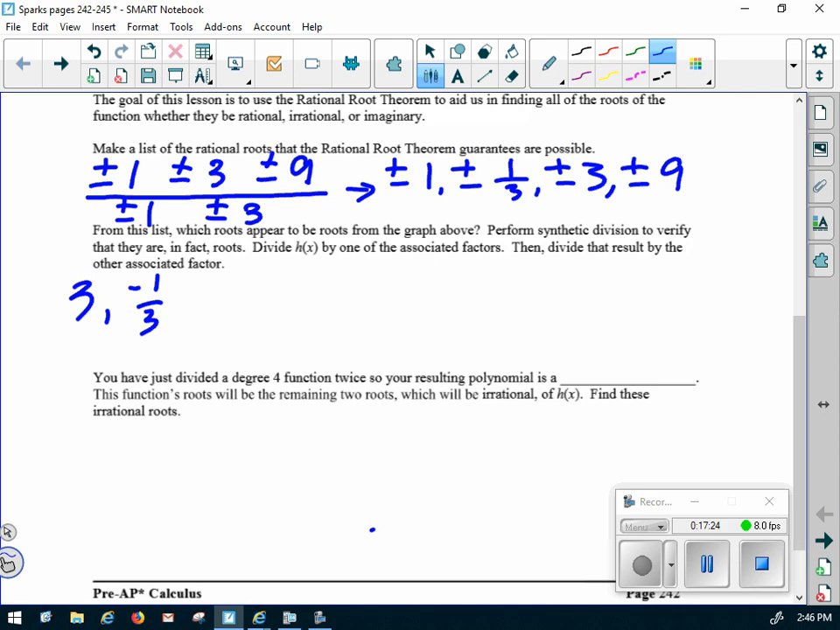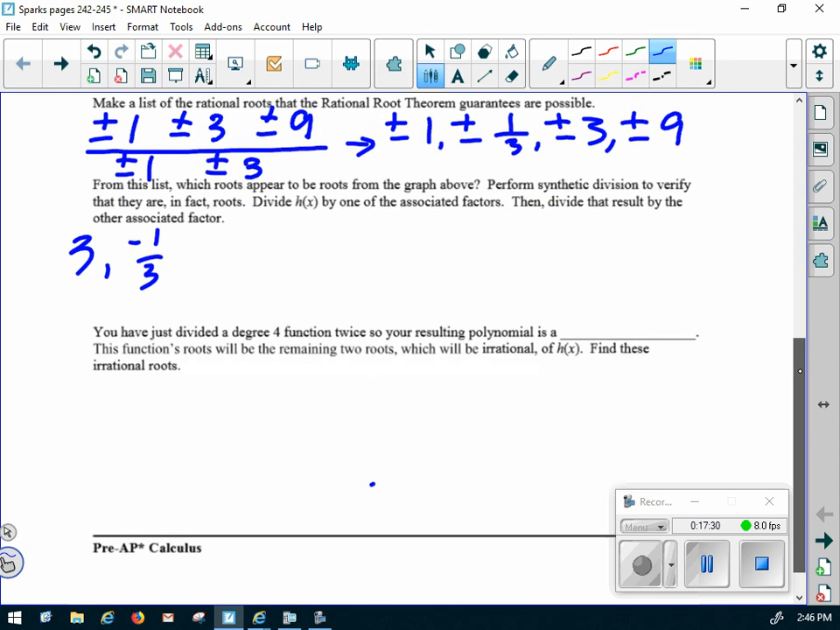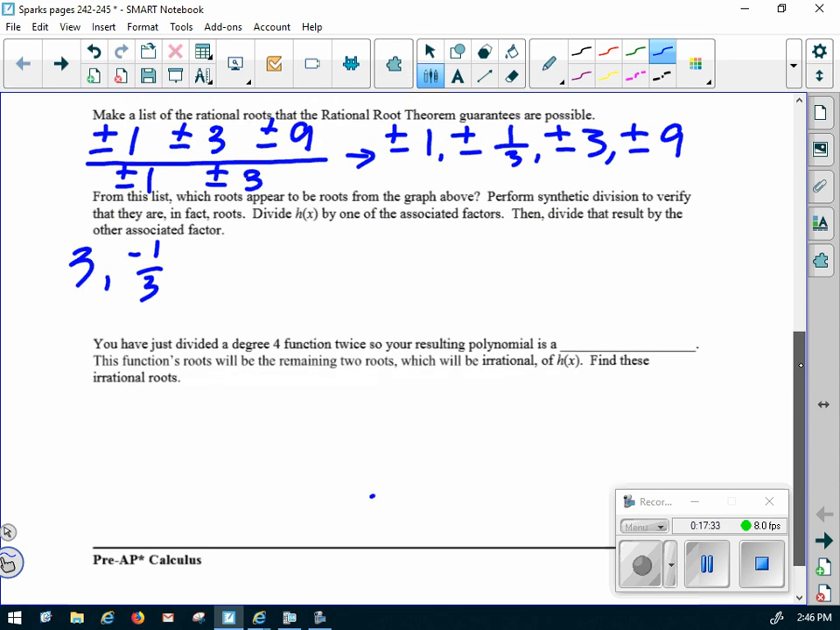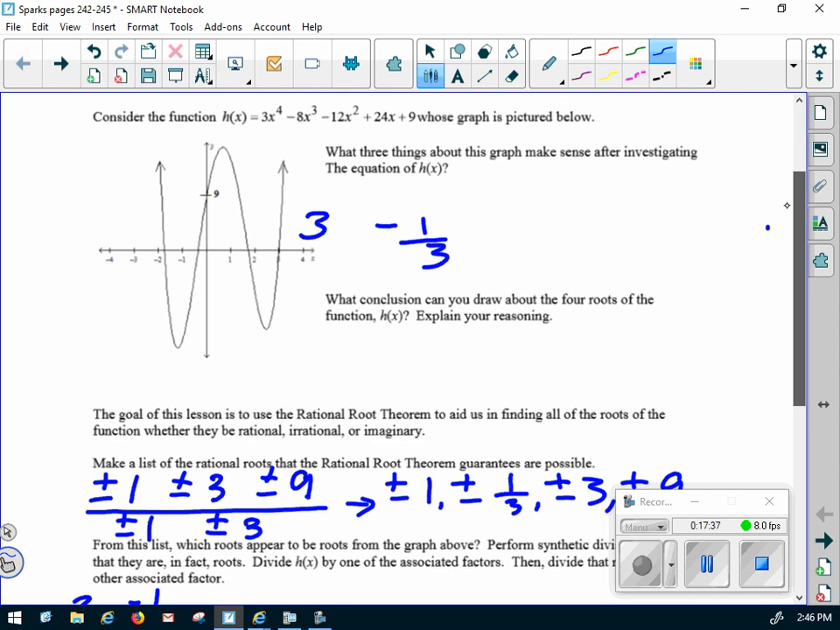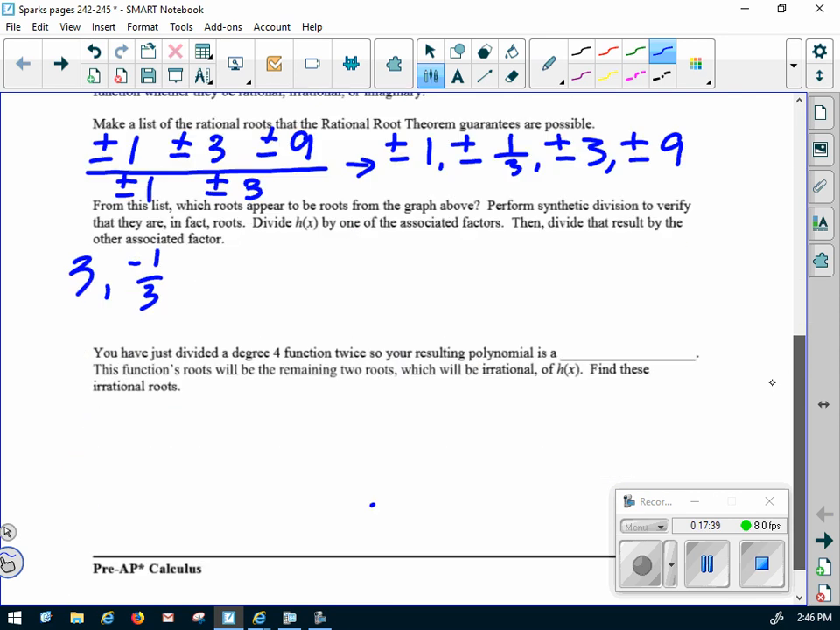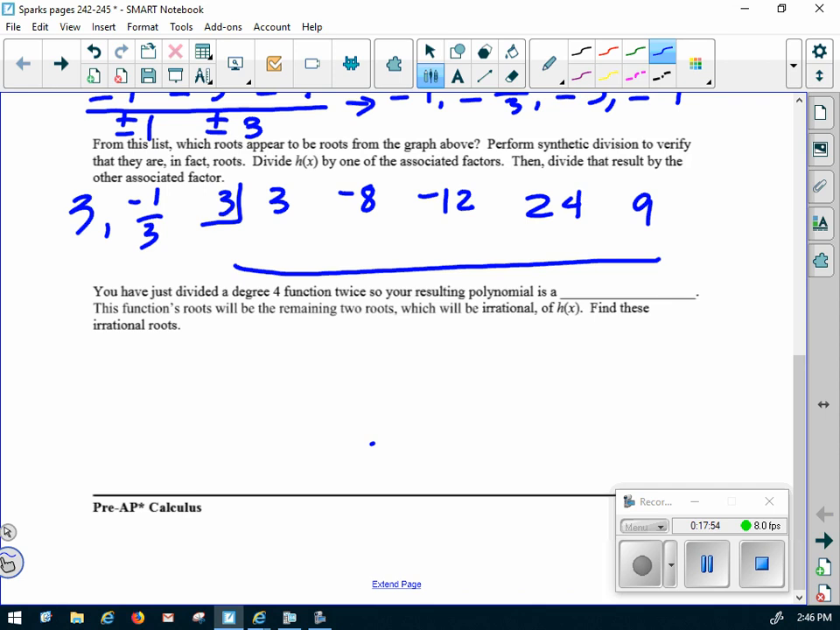Perform synthetic division to verify that they are in fact roots. Which one of those do you feel the most confident about? I agree. Let's do synthetic division with 3. I forgot the thing. I'm not going to remember that. Let me get my notes here. 3, negative 8, negative 12, 24, and 9. Okay, let's do synthetic division.